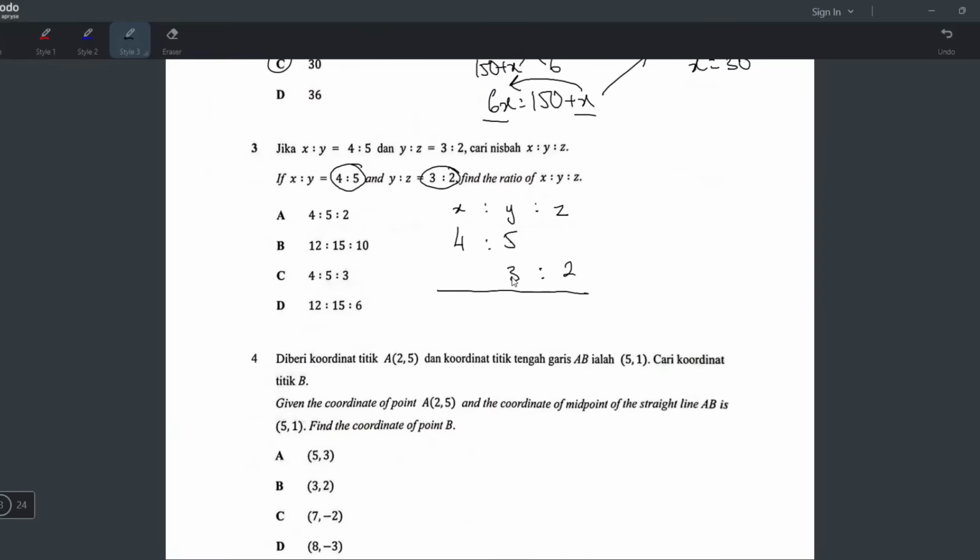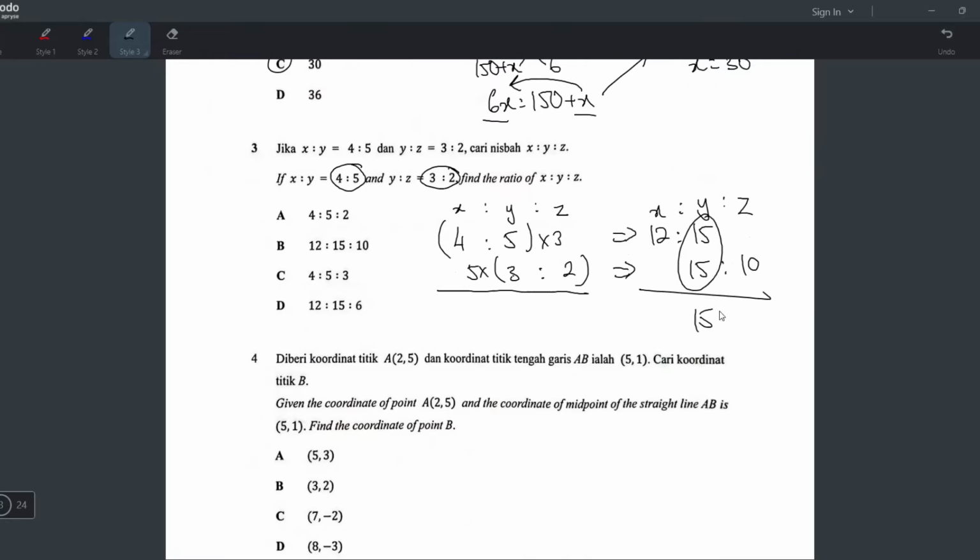Okay, 5 and 3, if you want to make them the same, you can times 3, and then this one you can times 5. Because when you do that, these two numbers will be the same. So 4 times 3 gives you 12, and then 5 times 3 gives you 15, and that is X ratio Y. And then 3 times 5 here gives you 15, 2 times 5 gives you 10, and that's Y ratio Z. So now these two numbers are the same, you can combine it now. The 12 right here, the 10 right here. So the answer is B, boy. Okay, so this is the method.